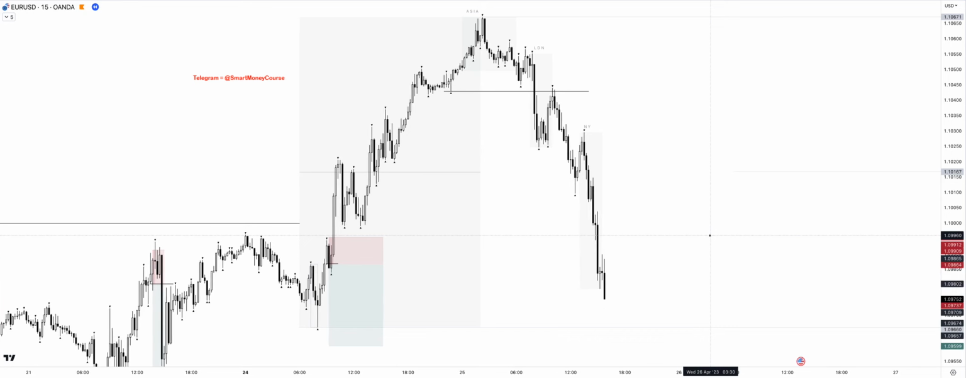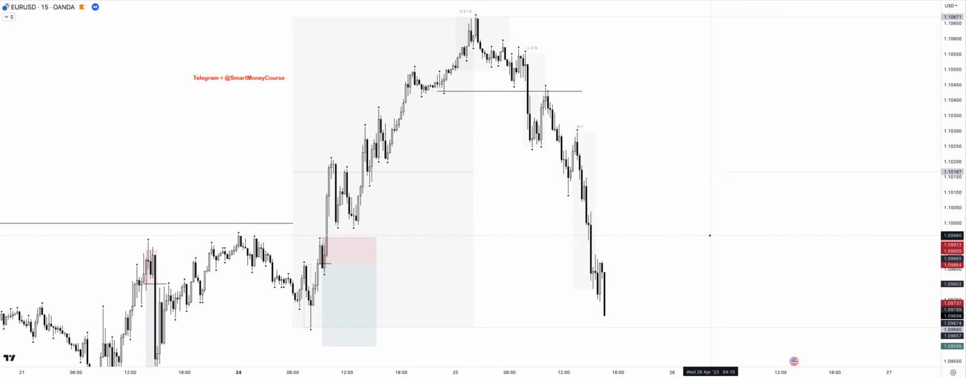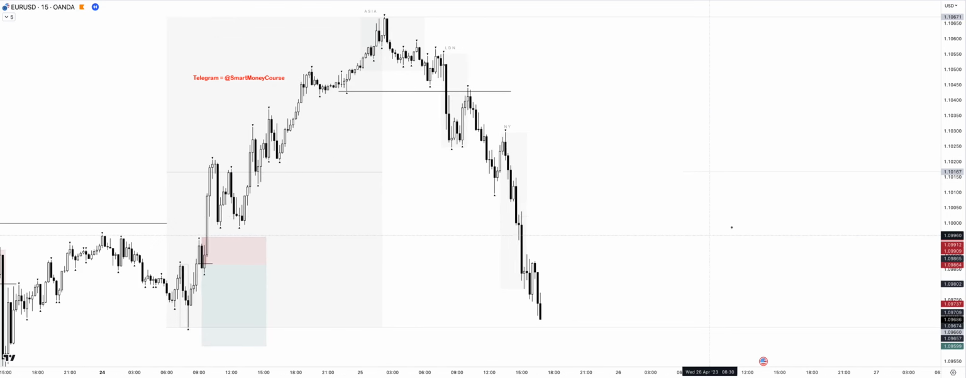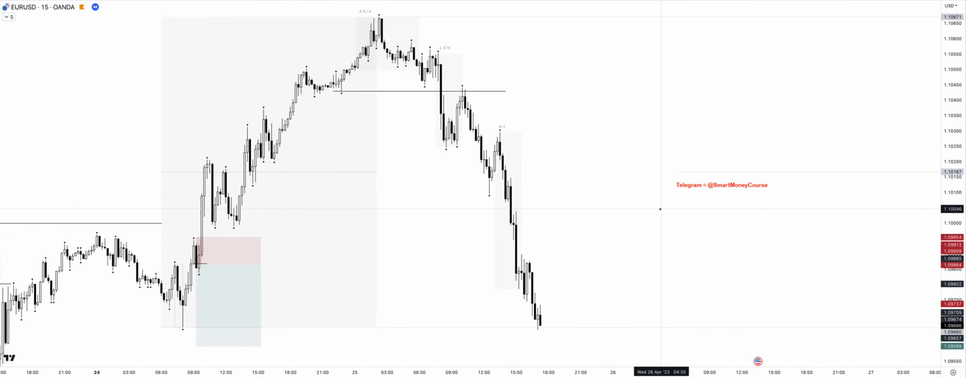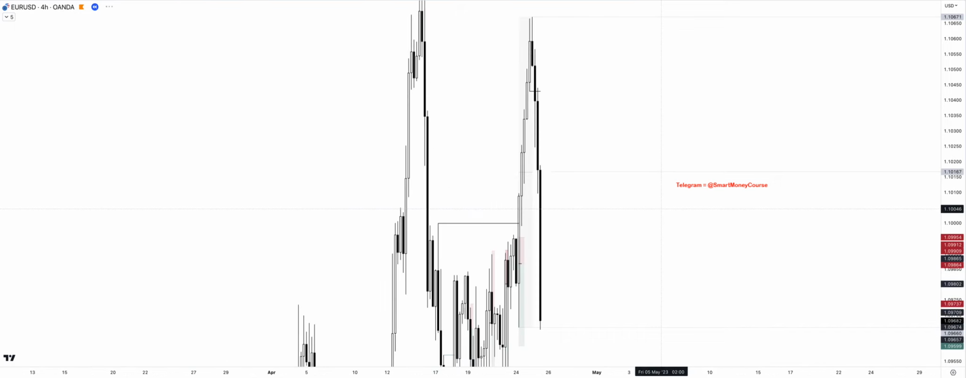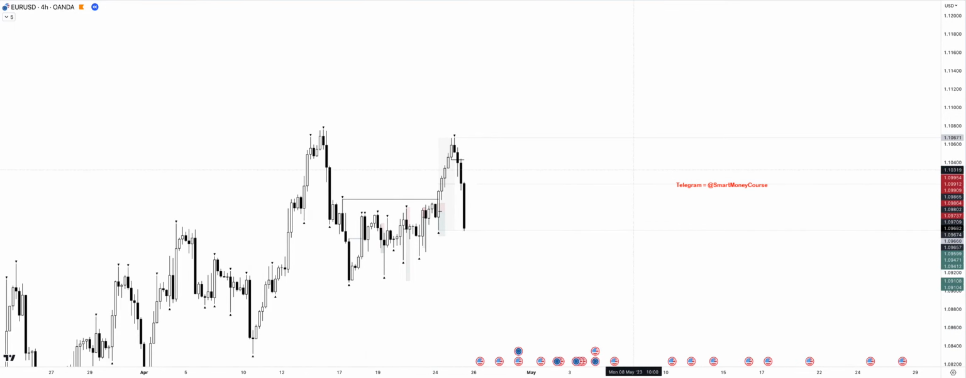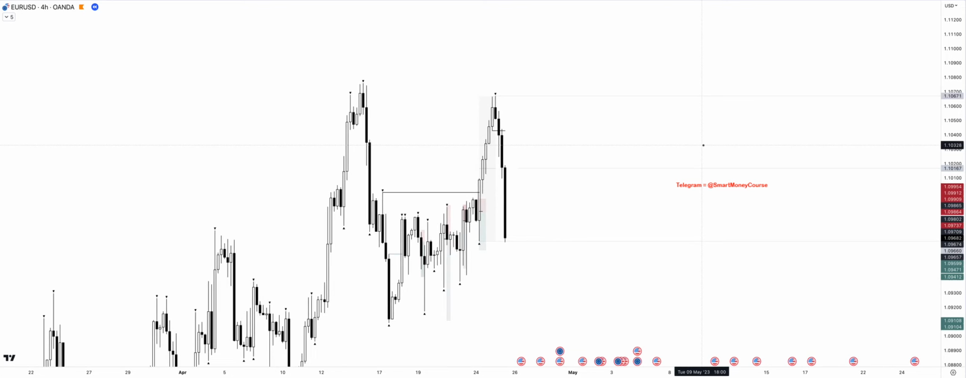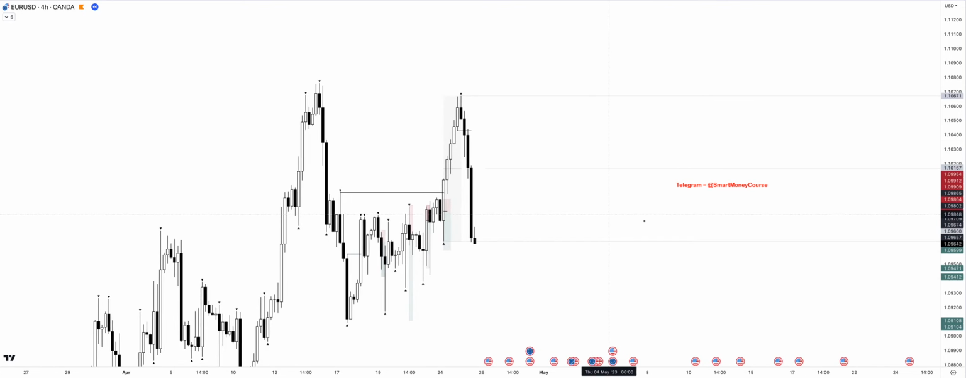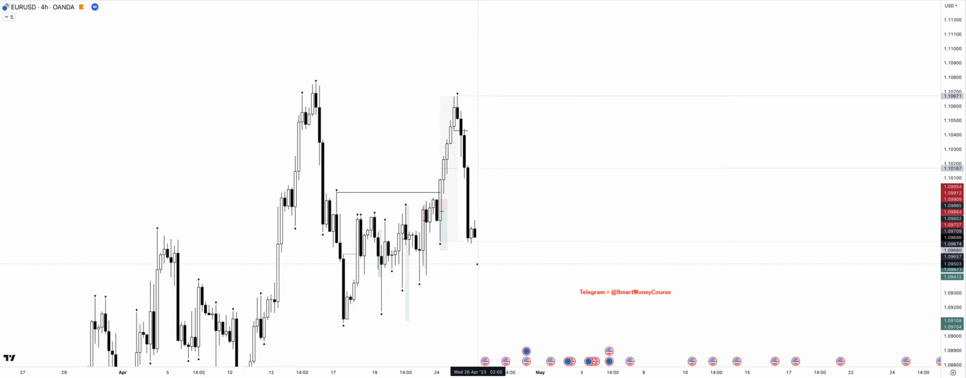Quite impulsive, price is not presenting any liquidity for us. We're out of session now, and we've now taken the low. So interaction with the 4-hour fractal, so let's fast forward to the 0200.